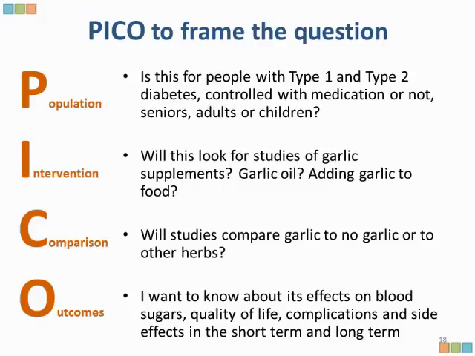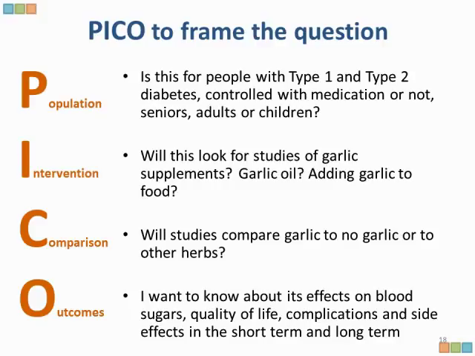The C in PICO refers to the comparison of treatments. Will studies compare garlic to no garlic or garlic to other herbs? Finally, we look at the outcomes of the intervention. Will consuming garlic have an effect on diabetes in the short or long term? What other effects might using garlic have? Some examples would be, does garlic lower blood sugar levels? Does it change the quality of life?